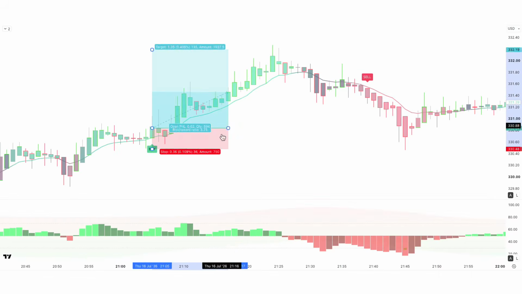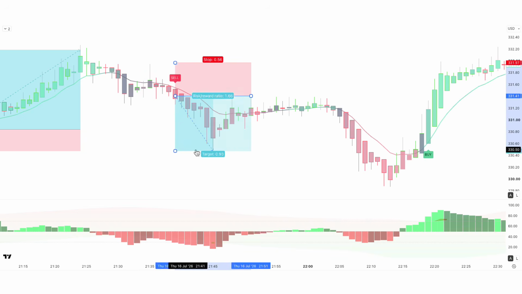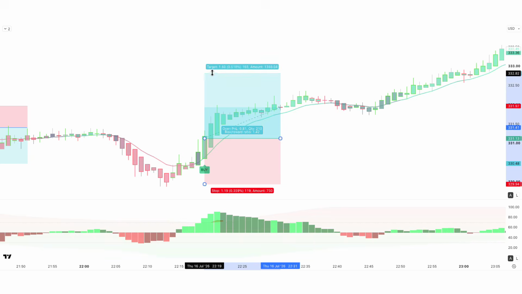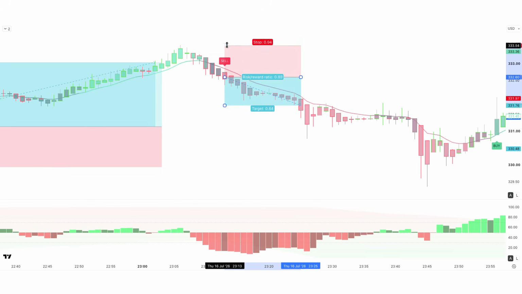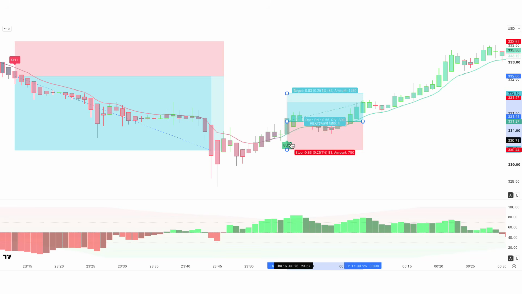So if you're tired of random trades and want a cleaner, more disciplined way to analyze the market, stay until the end. Let's open TradingView and build this setup together.